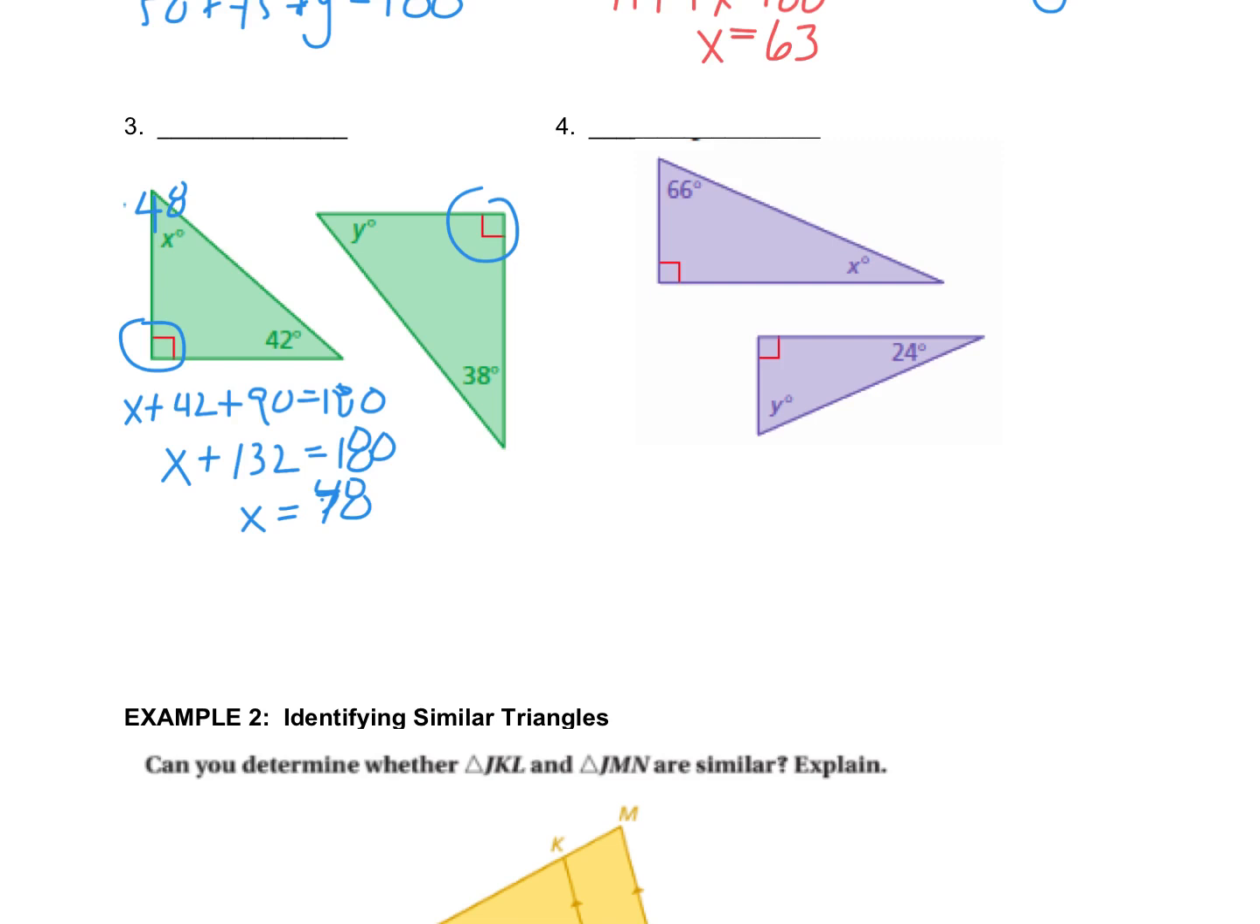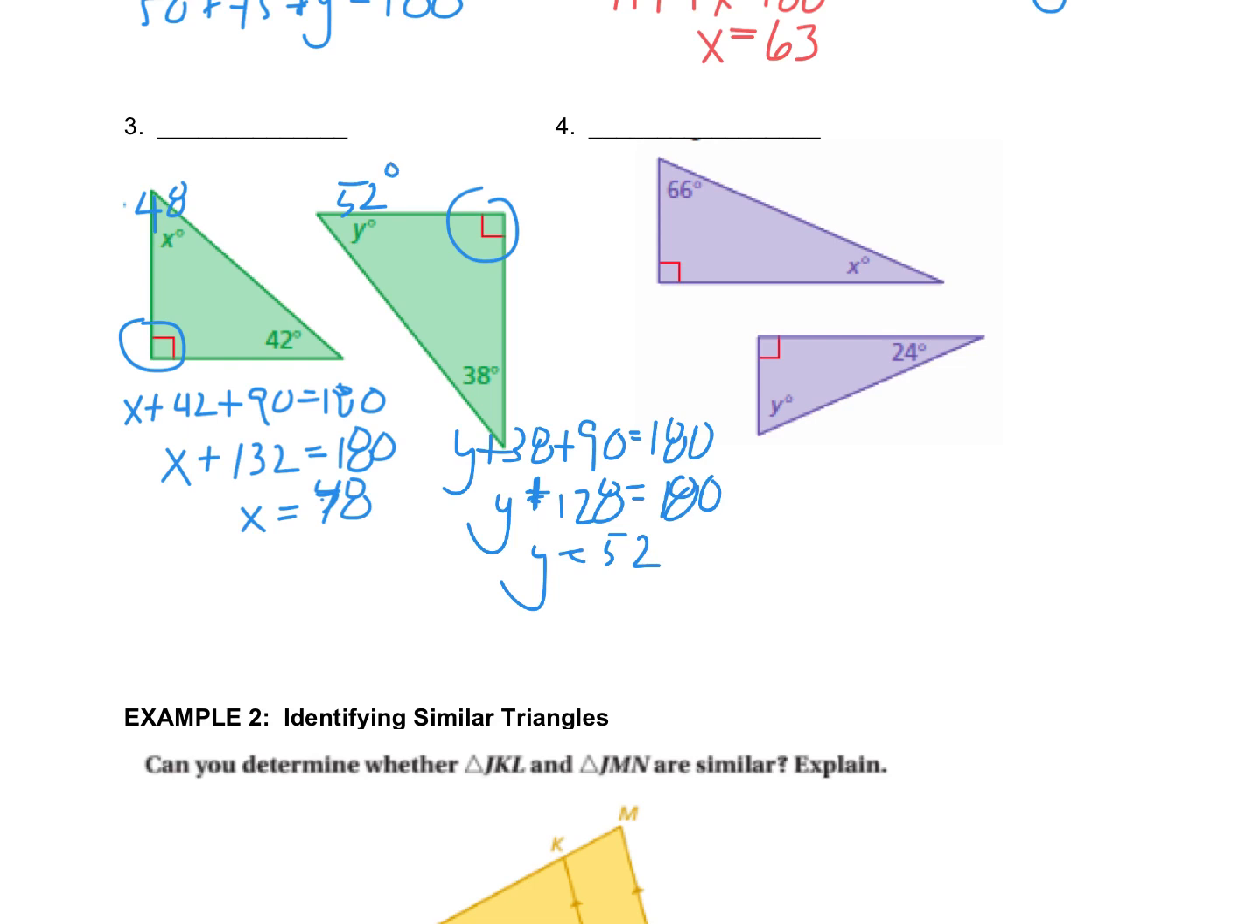Now we're going to look at the next one. y plus 38 plus 90 equals 180. We get 128 plus y equals 180. And when we subtract the 128, I get y equals 52. So clearly, we do not have three sets of matching angles. We actually only have one pair of matching angles. So therefore, these are not similar.